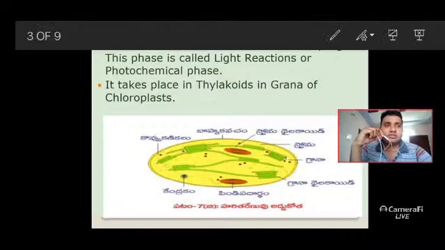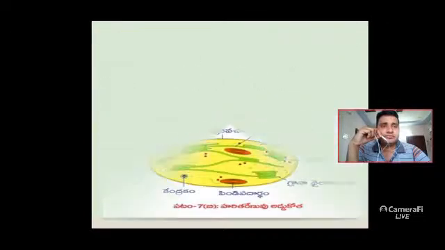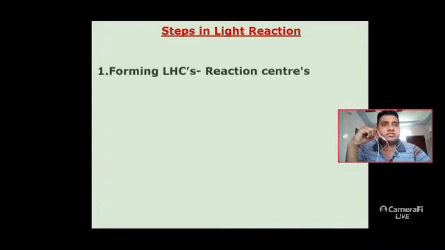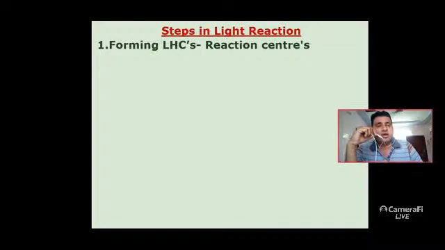Now my point is how this light is absorbed. The light reaction can be divided into three steps. One is light absorbing: how the light is trapped or captured by the pigments in the chloroplast. The second is how this light energy is converted, how it goes through several steps. And the third is the end products of the light reaction. These are the three steps we can see in the light reaction.